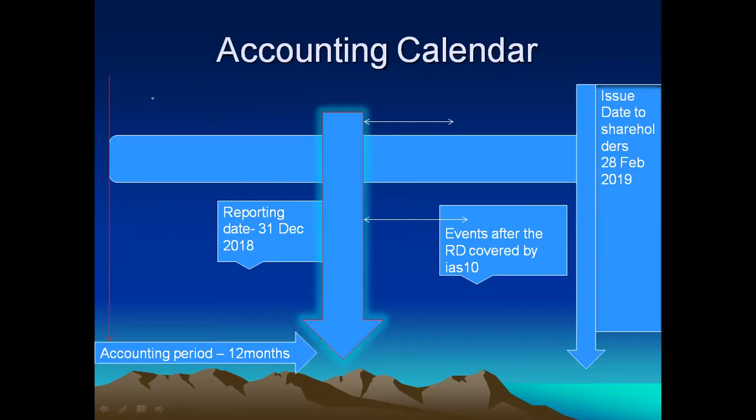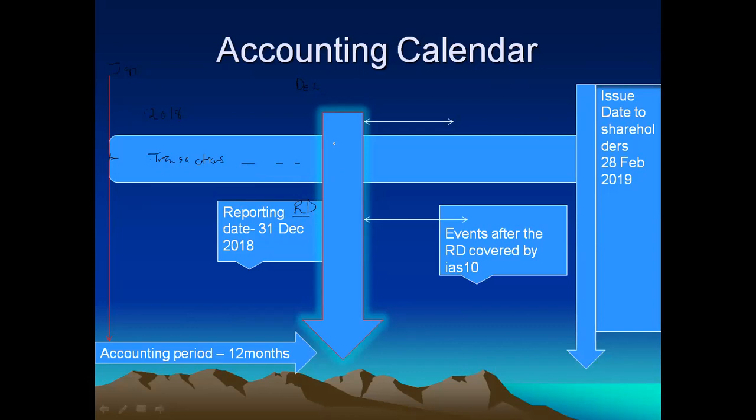We are saying a calendar period, let's say this is 2018. Your accounting period will start from January and it will end in December. During this whole period, we have transactions that are taking place. Then at 31 December, this is our reporting date. We will refer to it as RD.